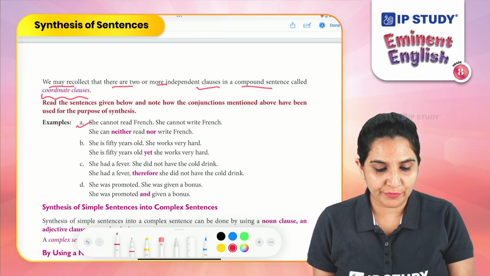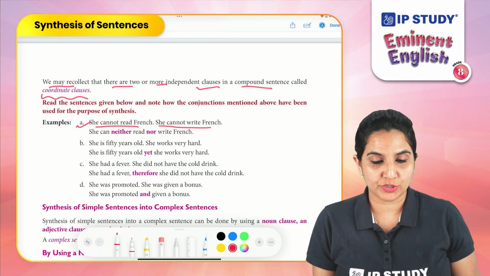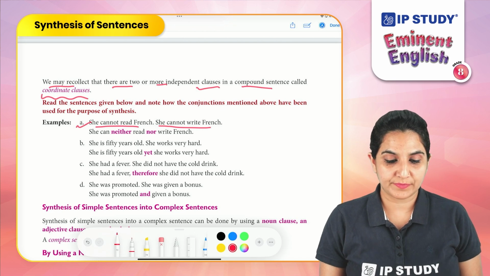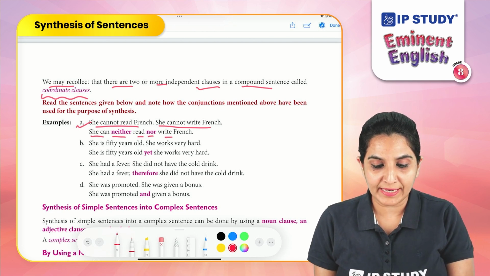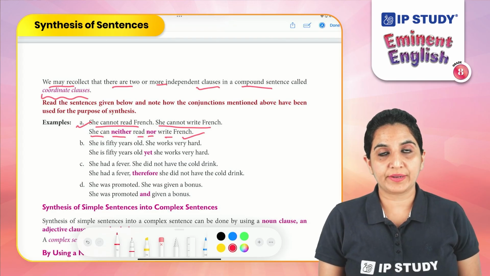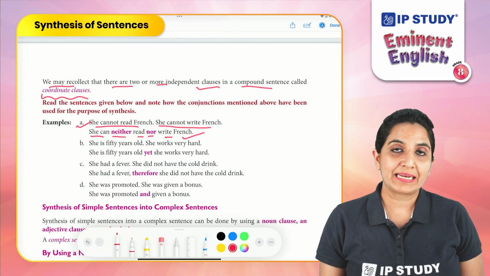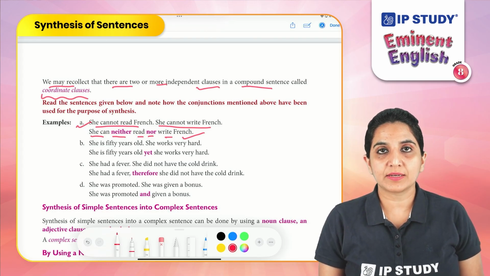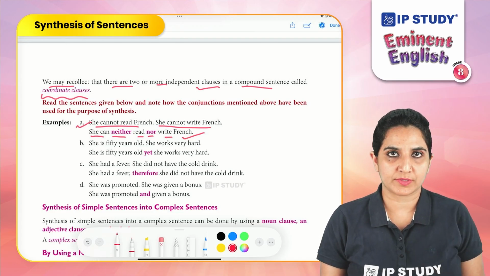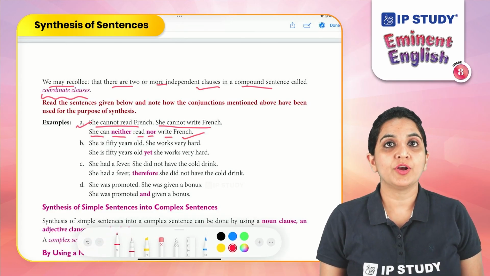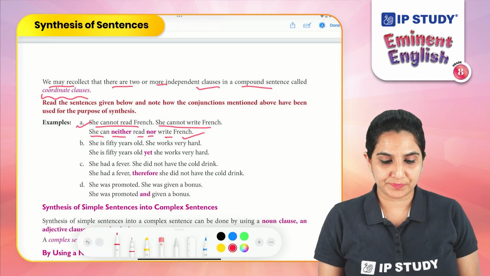She cannot read French. She cannot write French. Now, these are two independent clauses. She can neither read nor write French. So, we have joined it by using neither nor. Neither nor, this conjunction is often used when we have two negative independent clauses. That means we have not in those two clauses.